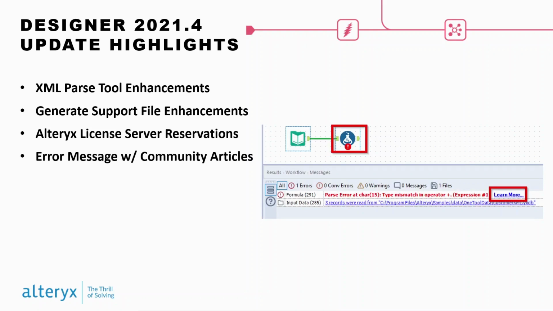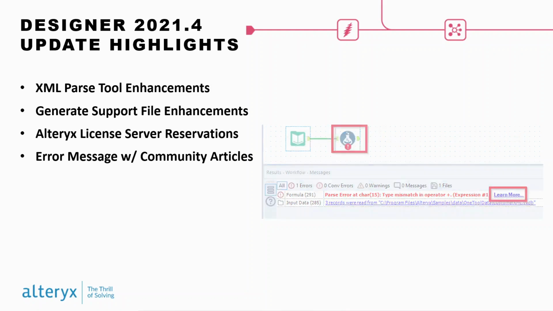Error messages now contain helpful community articles, which is phenomenal for Alteryx new users getting on board, because if we got an error here in this little workflow snippet that we've got, it says parse error at character 15, type mismatch and operator plus. If you're not too familiar with what that means, you're not too versed in Alteryx, that can be a little bit confusing. Well, we've now got this learn more button right here, which you can click on. It's going to bring up an Alteryx community article which clearly describes what the error is and how to rectify it within your workflow.